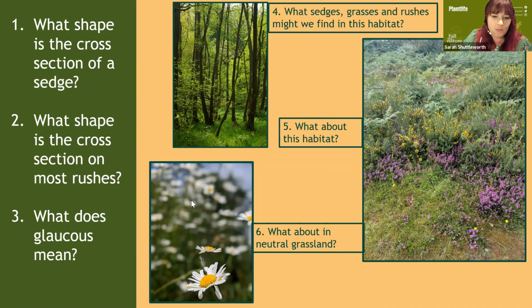And then what about this habitat here with the lovely heather and the gorse? What do you think we might find there? Sand sedge, salt marsh rush and sea couch; wood sedge, wood melick and hairy wood rush; or wavy hairgrass, oval sedge and compact rush? And then finally, what about some neutral grassland? Wavy hairgrass, oval sedge and compact rush; Yorkshire fog, hairy sedge and soft rush; or wood sedge, wood melick and hairy wood rush? So everyone is answering thick and fast.